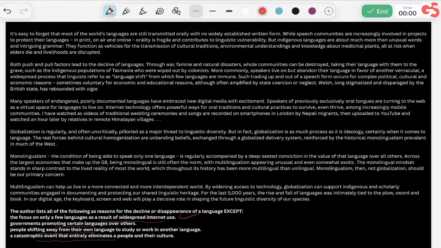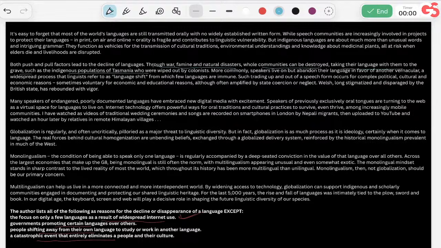ए बहुत क्लियरली है ना, यहाँ पे बहुत क्लियरली मेंशन्ड है. देखो, जो बी वाला गलत क्यों है बताता हूँ मैं तुम्हें. यहाँ पे एक वॉर फेमाइन वाली बात की गई थी. रिमेंबर दैट? वेयर इज इट? Through war, famine, natural disasters, whole communities can be destroyed, taking their language with them to the grave.